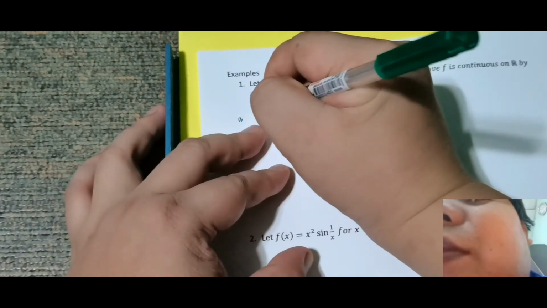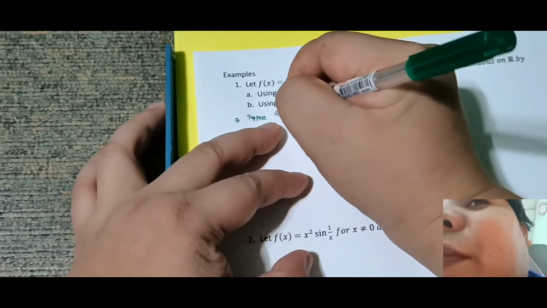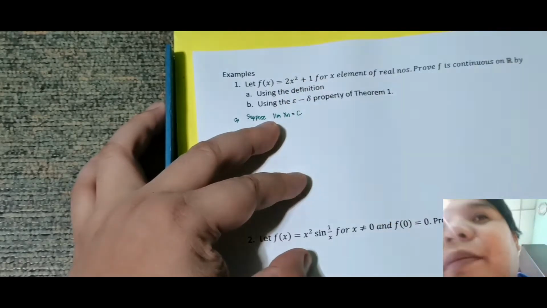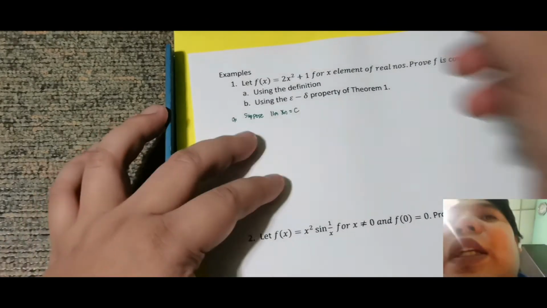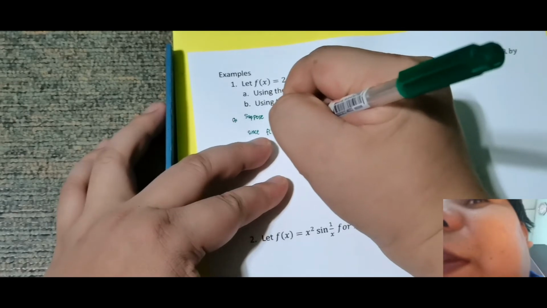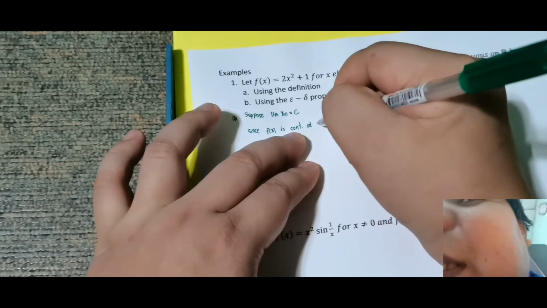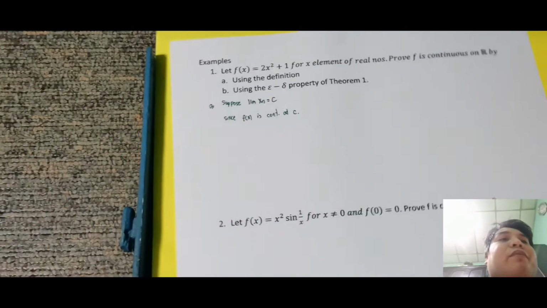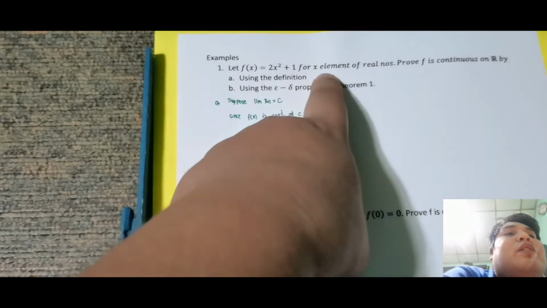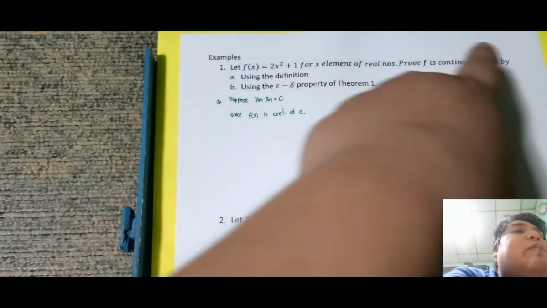Okay, suppose the limit of x sub n is equal to c. Okay, so another thing, since f of x is continuous at c, element of real number. So, yan na yung ginamit ko. So, kunyari, suppose let f of x equal to 2x squared plus 1 for x element of real numbers. Prove that f is continuous on R. So, suppose c is element of real number.